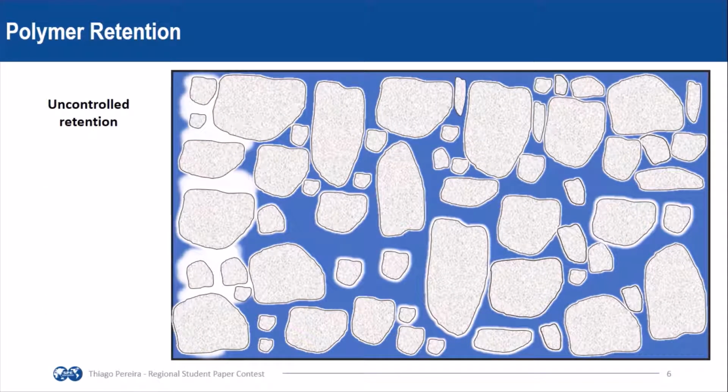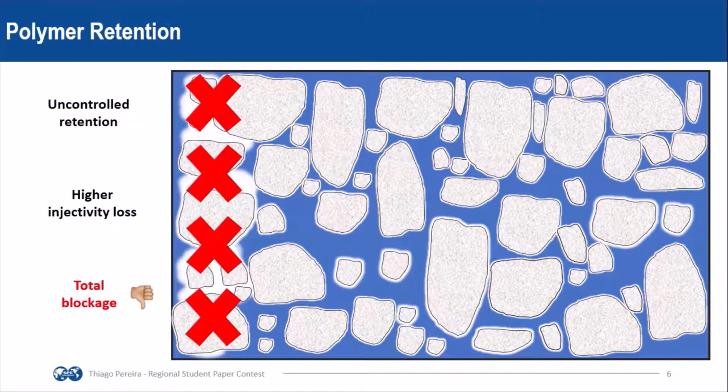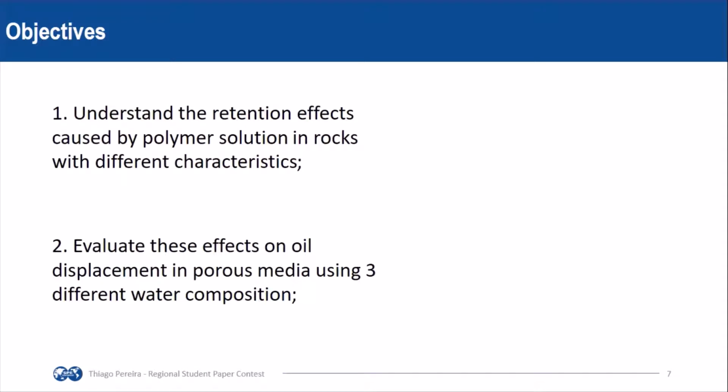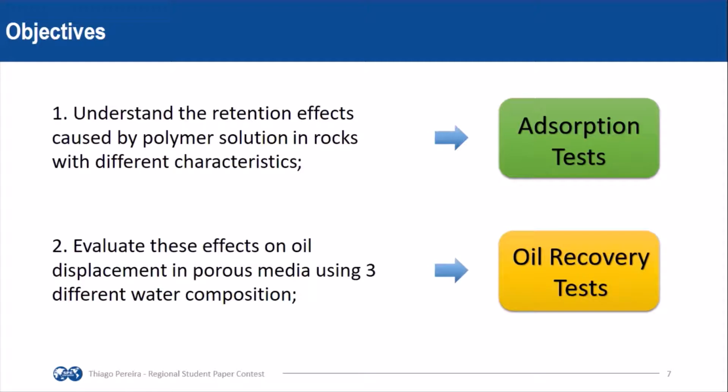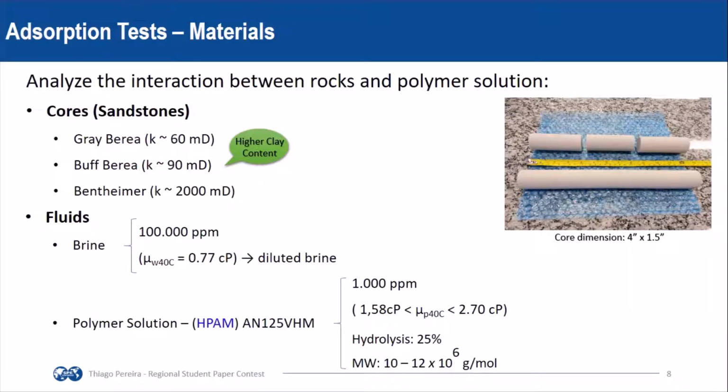But, on the other hand, if this blockage is not well controlled, it can result in a higher injectivity loss, or in a worst case scenario, it might result in the total blockage of the formation. So, the objectives of this work were to understand the retention effects caused by polymer solution in rocks with different characteristics, and to evaluate these effects on oil displacement tests using three different water compositions. For this, we did an experimental work in a core flooding system which consisted of adsorption tests and oil recovery tests. Let's talk about the adsorption tests.